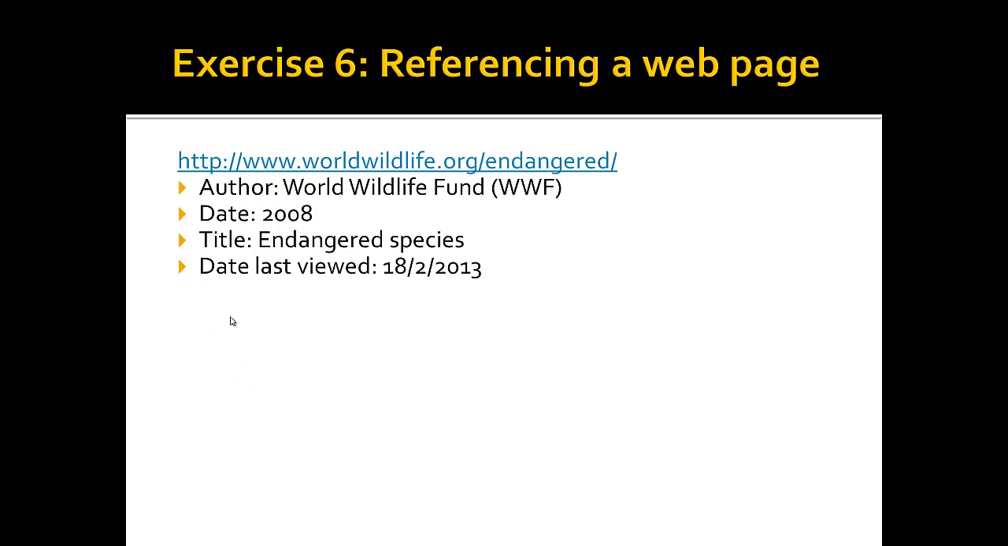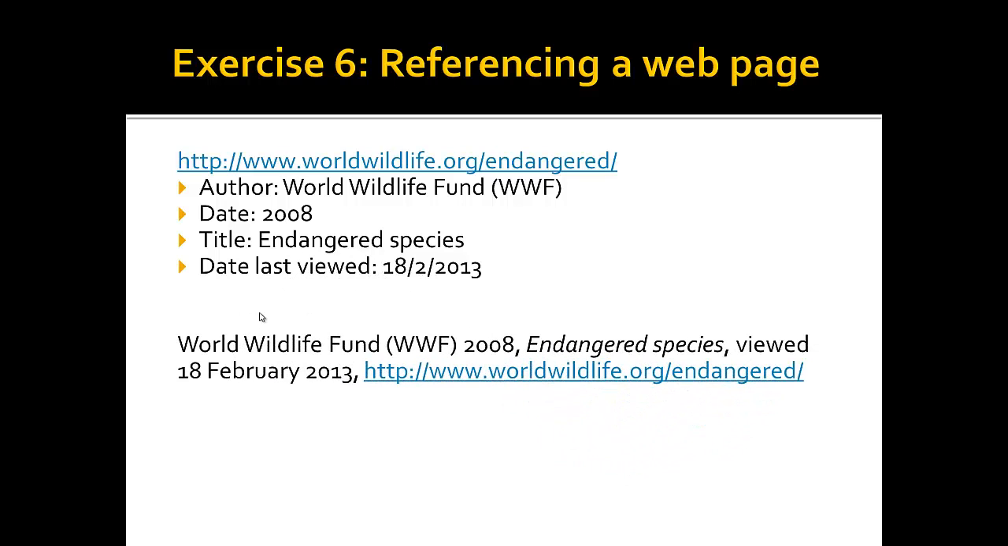So here's an example we've got from the World Wildlife Fund, published in 2008 or last updated in 2008. The title of the page is Endangered Species, and the date that it was viewed was the 18th of February 2013. So it would be written like this. The author is World Wildlife Fund, and then we have in brackets WWF, the abbreviation, 2008, and the title of the page is Endangered Species. And that's listed in italics using minimal capitalization. Then we have the date that it was viewed. So viewed 18th of February 2013.